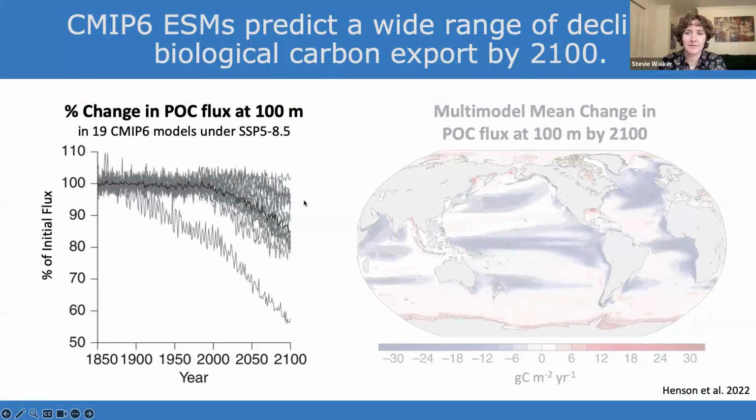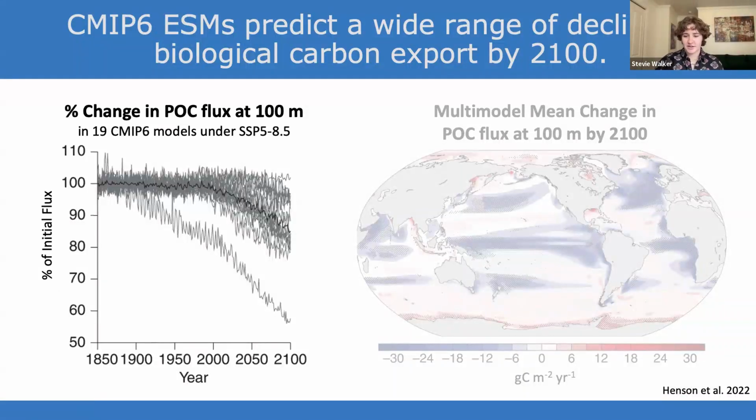Can you guys see my mouse? Okay, great. And the estimates of the global magnitude of the biological pump also vary a lot between about 5 to 12 petagrams of carbon per year.